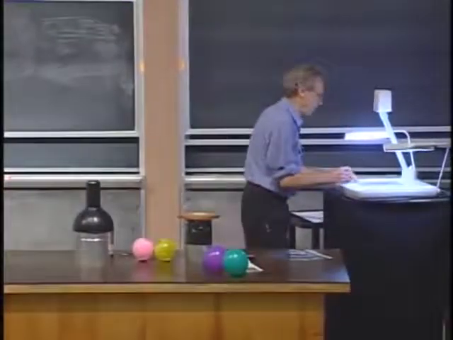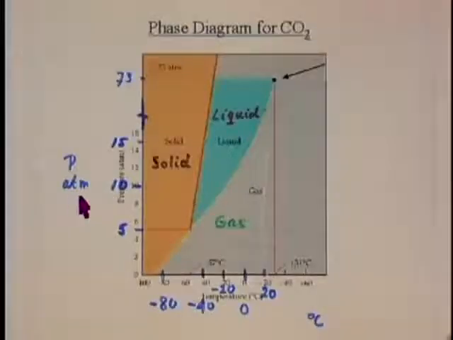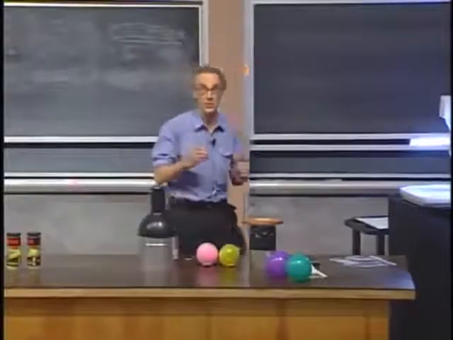And what do you see? This is pressure in atmospheres. It's a strange scale because it goes 5, 10, 15, then there is interruption, and it goes to 73. And this is the temperature, 0 degrees and 20 degrees. And so at 20 degrees, if there is liquid inside there, the liquid has to be in equilibrium with the gas.